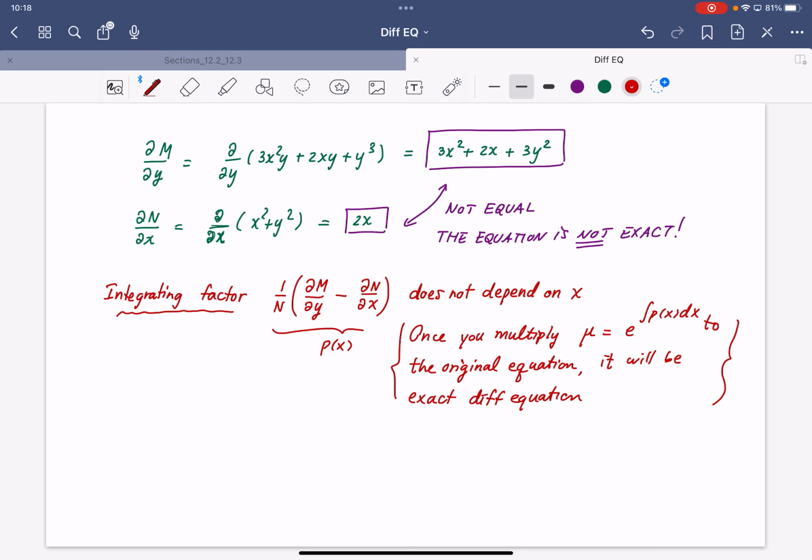So the theory says that even if you have this one and this one, and they are not equal to each other, once you compute this term, and if it does not depend on x, you're gonna call this thing P(x). And then once you have this P(x), oops, sorry, did not depend on y, I guess.